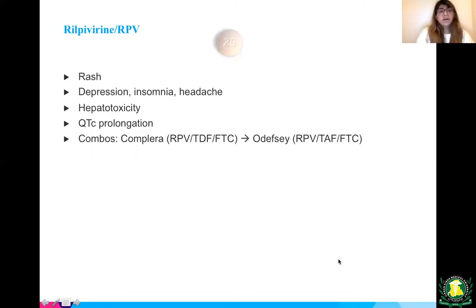Rilpivirine, RPV, also rash is common. You can see this pattern in NNRTIs. So rash, depression, insomnia, headache, hepatotoxicity, also QTc prolongation on your ECG, and it's in combo pills like Complera and Odefsey.